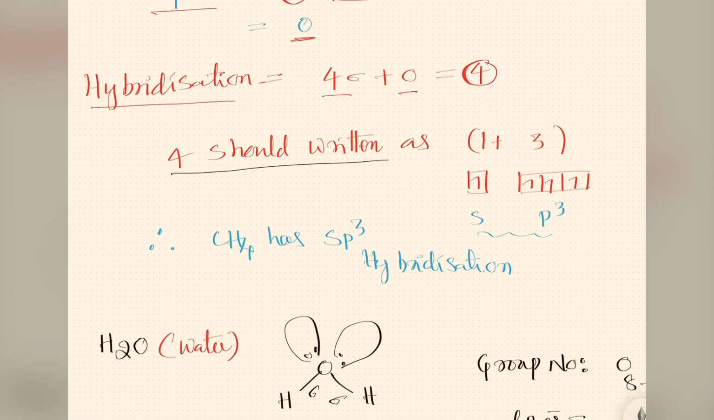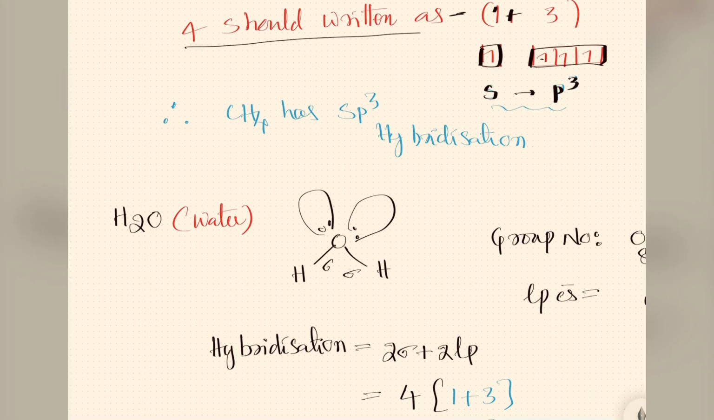Now, if you get the sum as 4, how to write it? You can write 4 as 1 plus 3. Why? Here 1 means the s orbital is initially intermixed with the p orbitals. How many p orbitals? 3 p orbitals: 2px, 2py, 2pz. Therefore we can say s and p3. So sp3. This is the hybridization. Clear now? Like this, methane has sp3 hybridization.